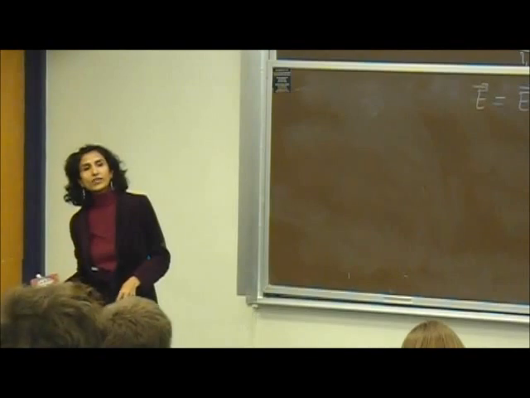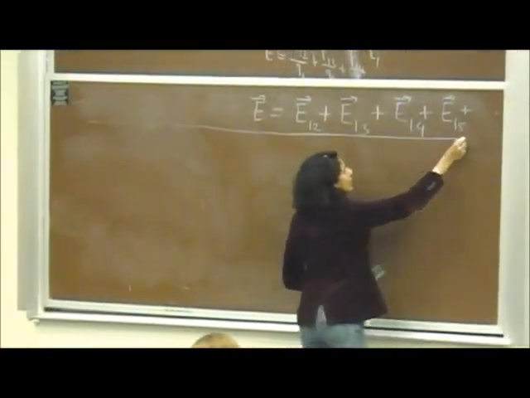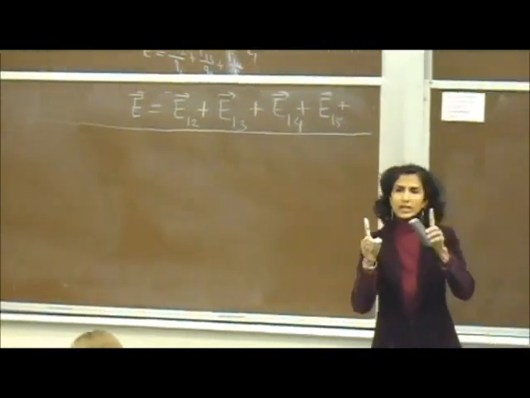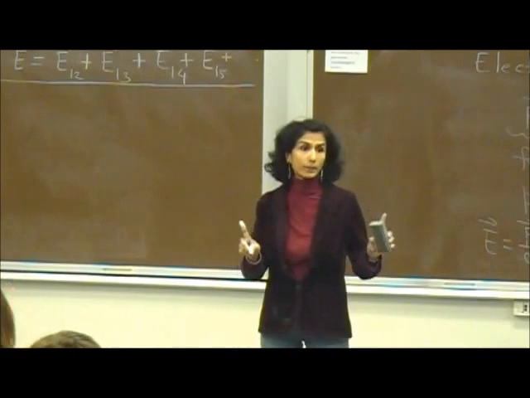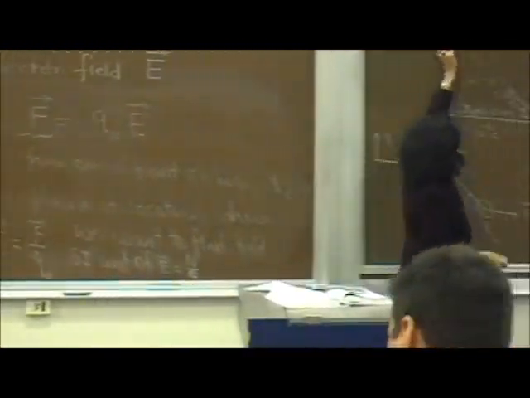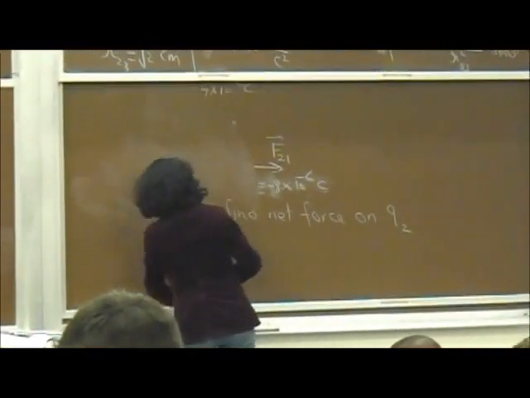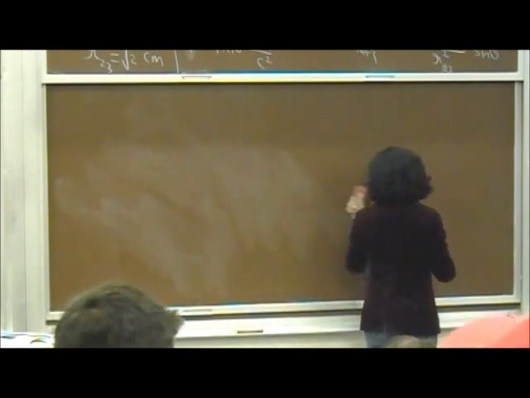So the first thing that we are going to do is figure out what is the electric field produced by one single point charge. So let's not worry about lots of charges, let's just worry about one. Okay? So the first thing we are going to do is the electric field produced by a point charge at a distance r away from the charge.